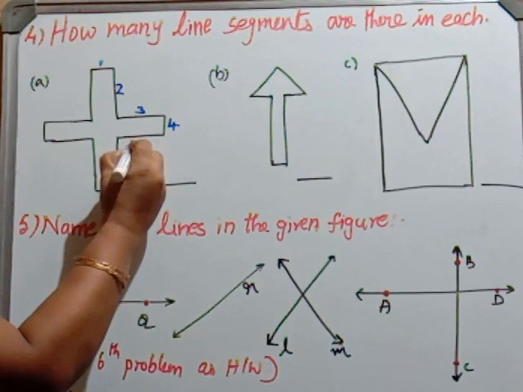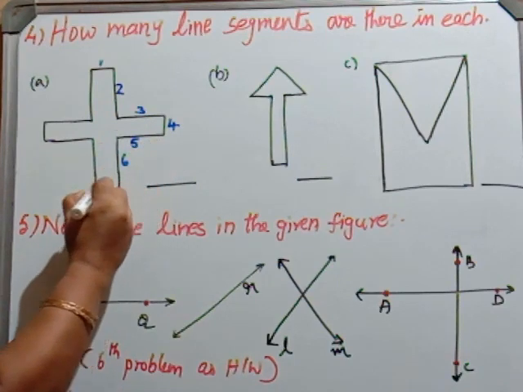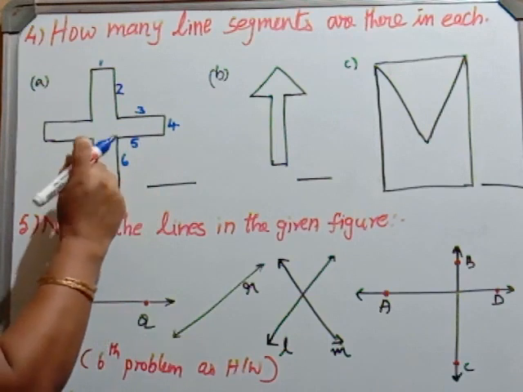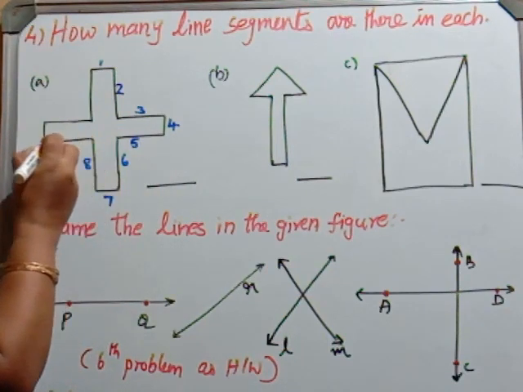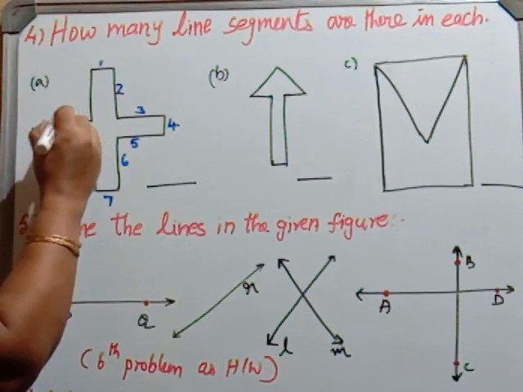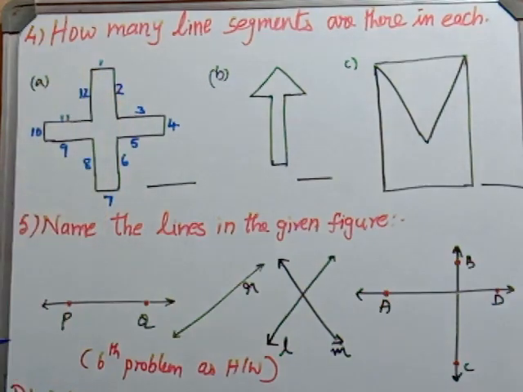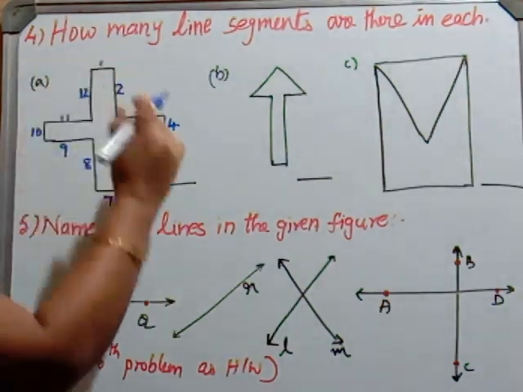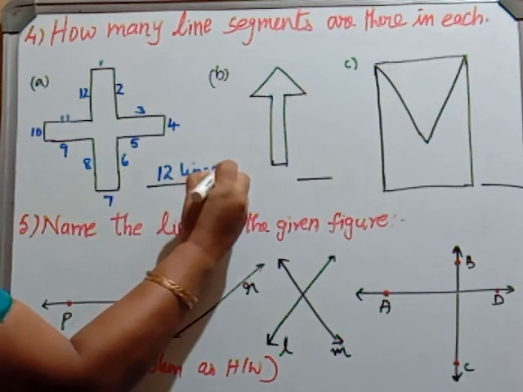From here to here, it's fifth. From here to here, it's sixth. From here to here, the seventh line segment. From here to this end, eighth line segment. From here to here, 9. This is 10. From here to here, it's 11. From here to here, 12. So how many line segments make this figure? 12 line segments.